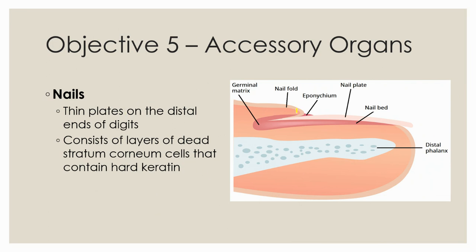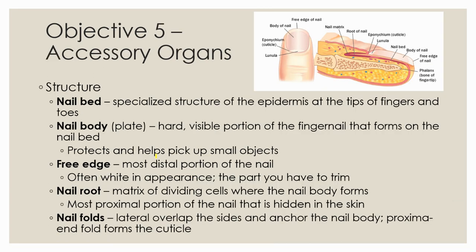Nails are going to be some harder, thin plates on the end of our digits, our fingers and our toes. Once again, they're going to be layers of hard keratin, and they're going to help protect us. They're going to be coming from the stratum corneum, that outermost layer of the epidermis.